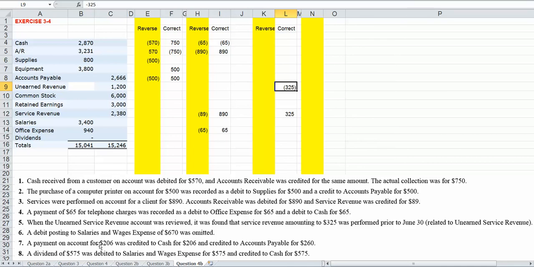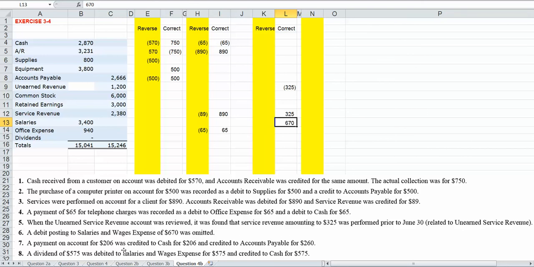Moving on to 6. A debit posting of salaries and wage expense of $670 was omitted, so we just failed to record an entry. We don't have any correction, we just need to record that entry. And that entry will be a debit to salaries expense, and that's it, because we had just left out that part of the entry.